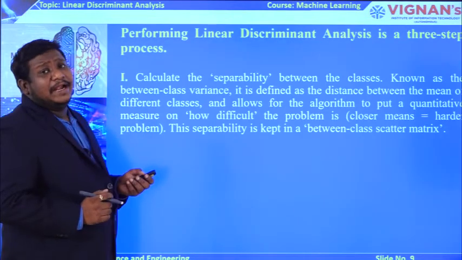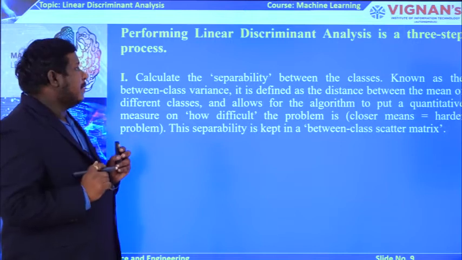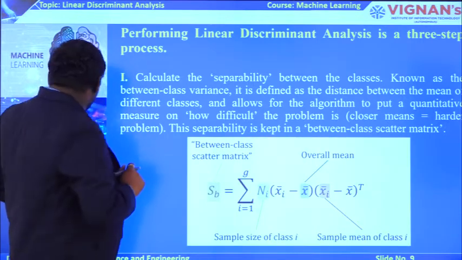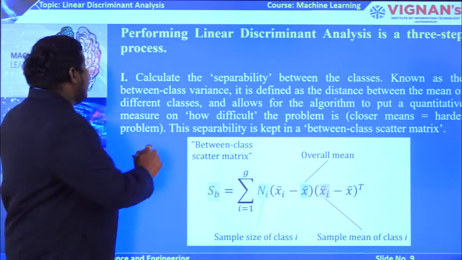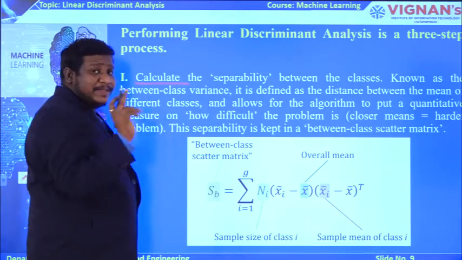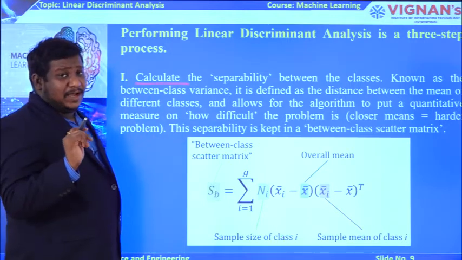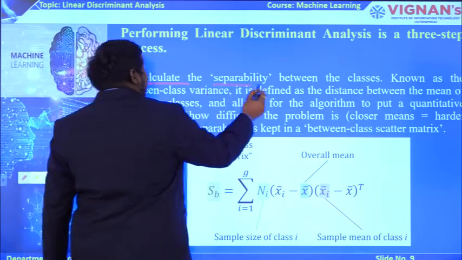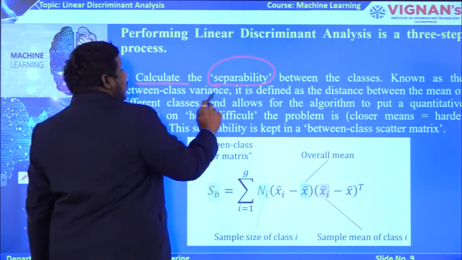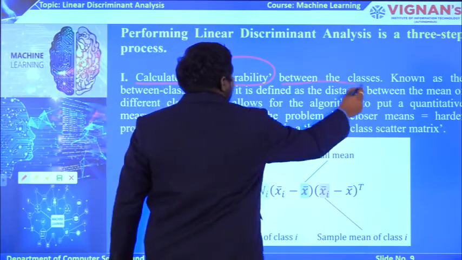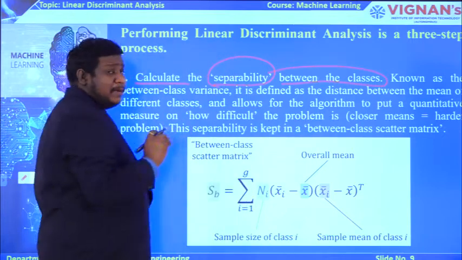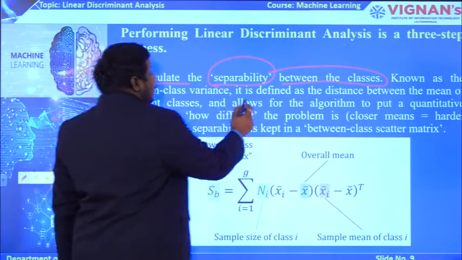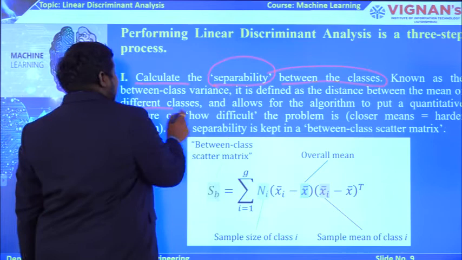So, how can LDA be performed? Basically, LDA can be performed in a 3-step process. Here you see the first step in the LDA process: calculate the separability. I told you this is used to separate the classes, or maximize the separation between the classes. So the first point is calculating the separability between the classes. That is the first step we need to perform in LDA. Known as the between-class variance, it is defined as the distance between the means of different classes.